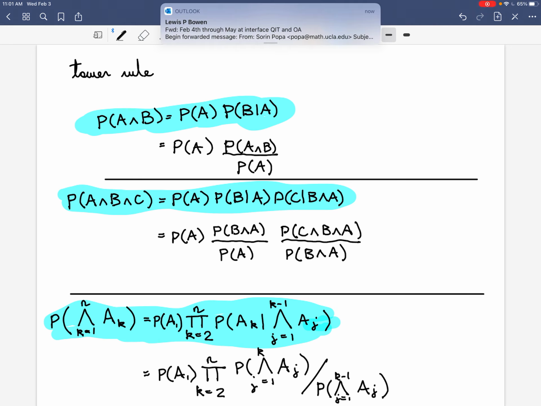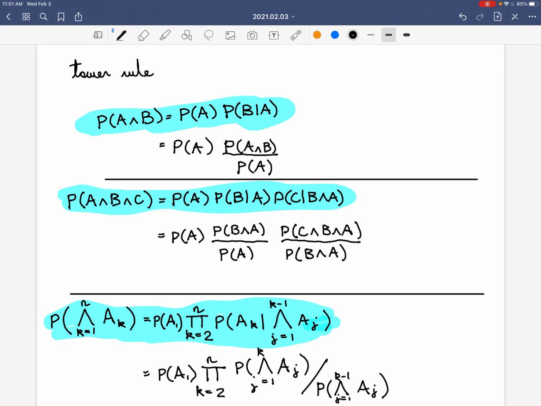Then you have another version of the Tower rule where you're applying it to three events. You're saying the probability of A and B and C, I'm going to calculate as the probability of A times the probability of B given A times the probability of C given B and A. And you can again verify this using a kind of cancellation, which in this case starts to look like the beginning of a telescoping product.